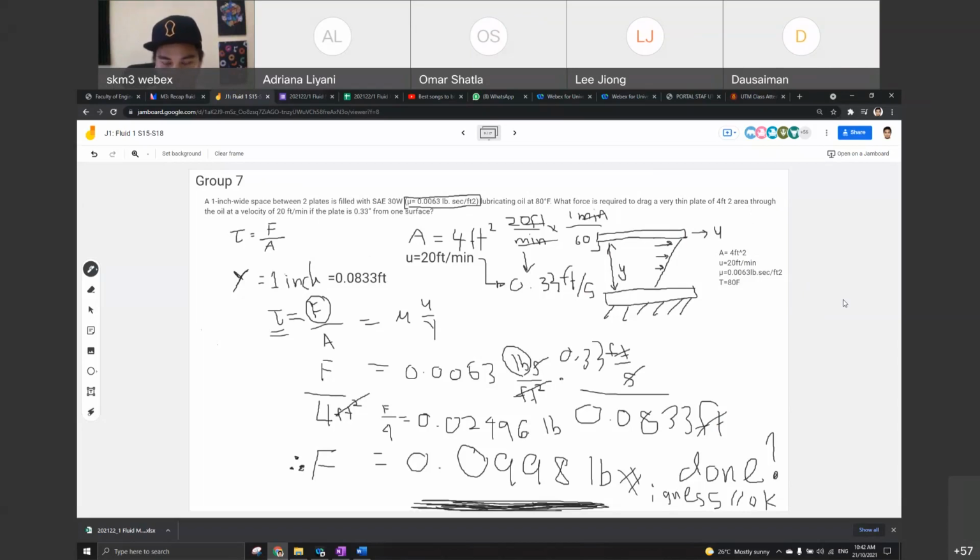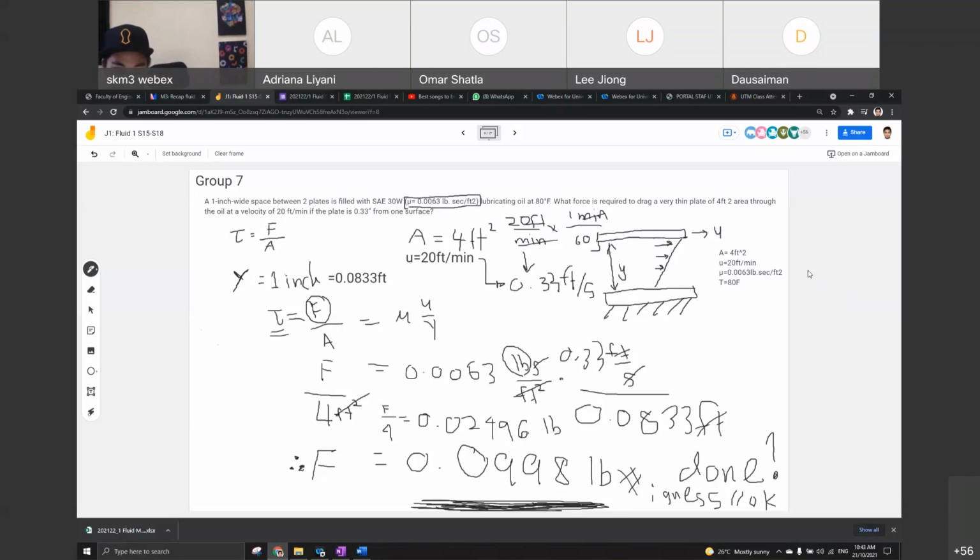As you all can see, firstly, we collect the information from the question given. The viscosity given is 0.063. After we collect all the information, we see what the question actually wants from us. It wants us to find the force. We know that the shear stress equals F per A, which also equals viscosity times velocity U per Y. We need to use this equation. So we check back our information and convert the units so they are appropriate. For example, given is 1 inch, so we convert it to feet, which is 0.0833.